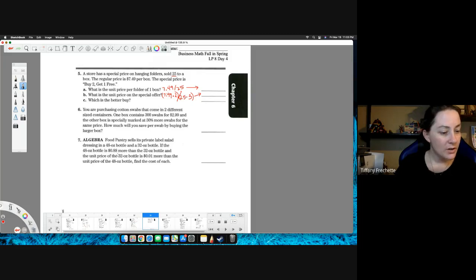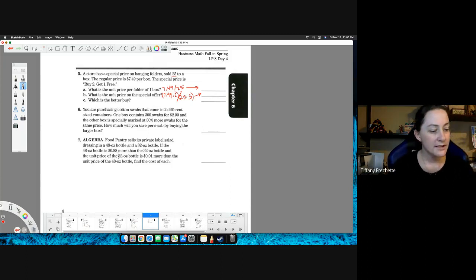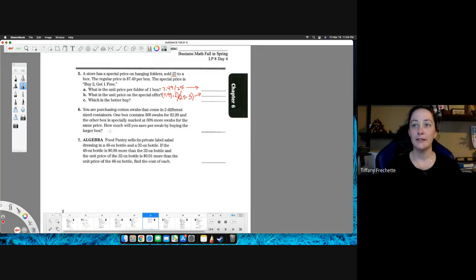All right, so let's see. You are purchasing cotton swabs that come in two different size containers. One box contains 300 swabs for $2.99. That'd be very expensive cotton swabs. And the other box is specially marked at 30% more swabs for the same price. How much will you save per swab by buying the larger box?